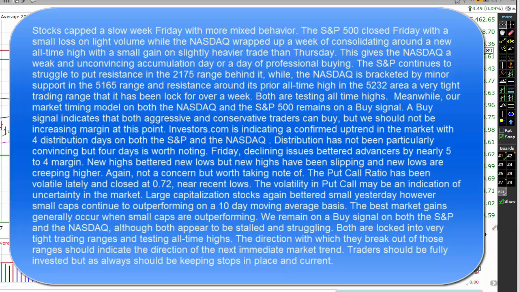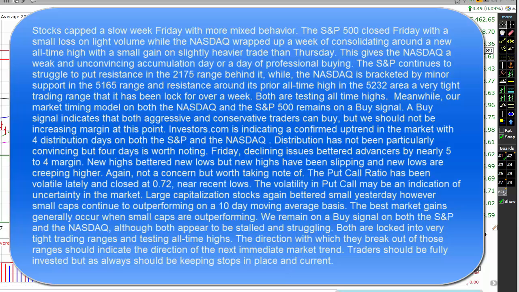Investors.com is indicating a confirmed uptrend in the market with 4 distribution days on both the S&P and the Nasdaq. Distribution hasn't been particularly convincing, but 4 days is worth noting. Friday, declining issues bettered advancers by nearly 5 to 4. The new highs bettered new lows, but new highs have been slipping and new lows are creeping higher. Again, not a concern, but worth taking note of.